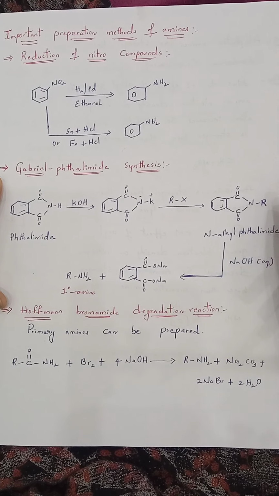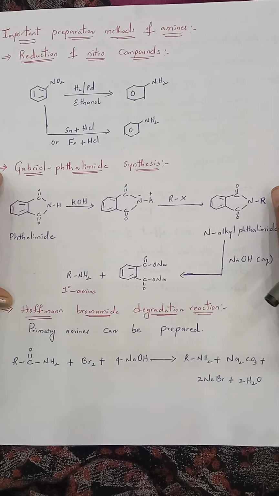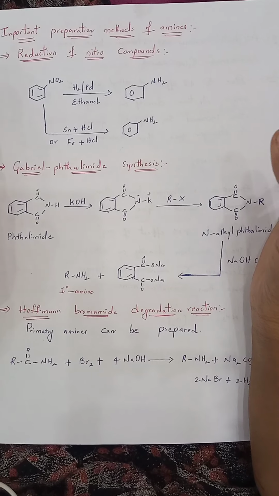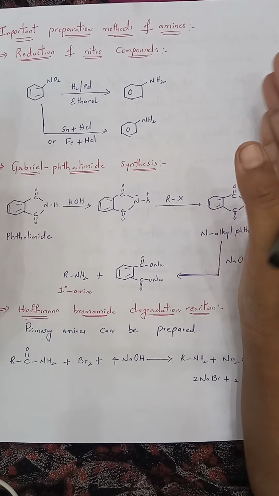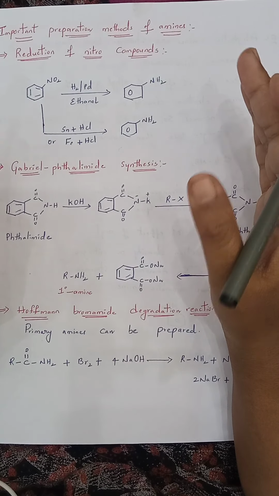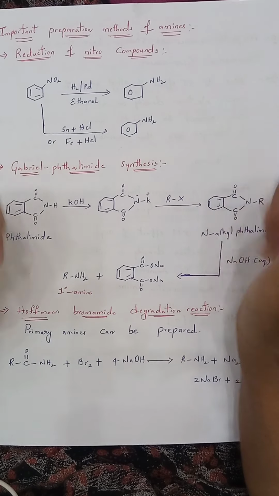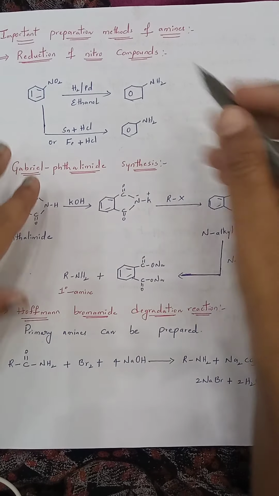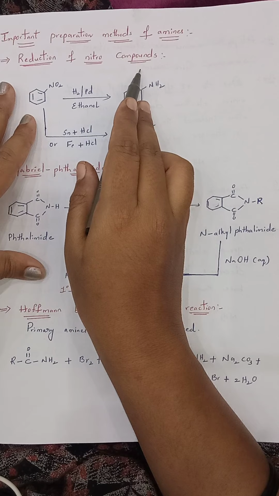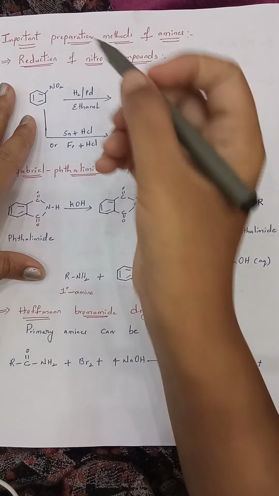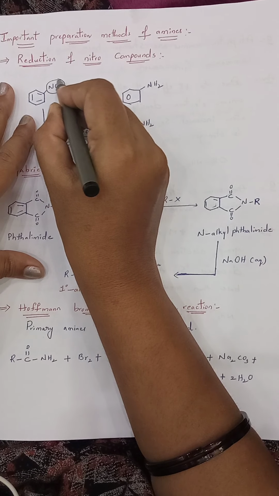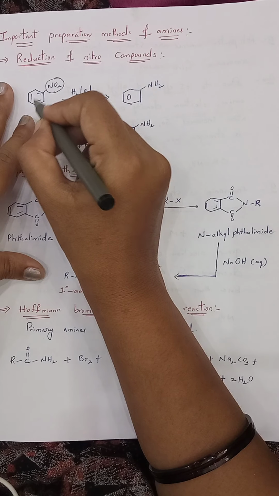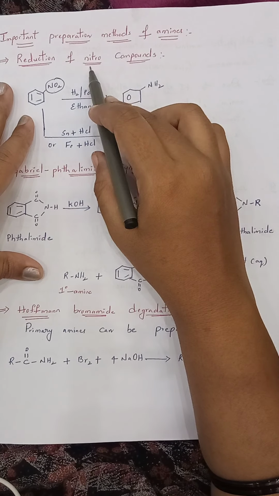Now we'll see a few important preparation methods of amines. There are many preparation methods, but here I am going to explain only the few most important ones. Under that, the first one is reduction of nitro compound. Nitro is nothing but the NO2 group. If an NO2 group is present on either an alkyl group or an aromatic ring, then that is said to be a nitro compound.